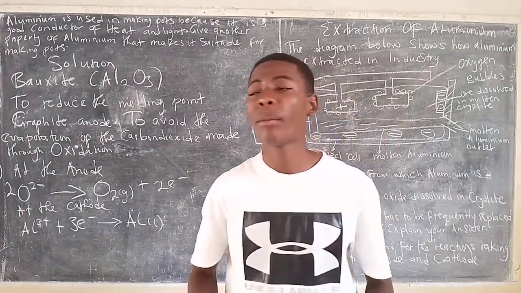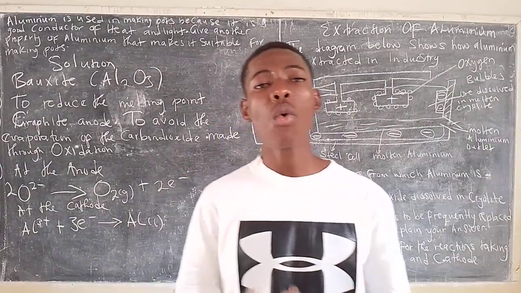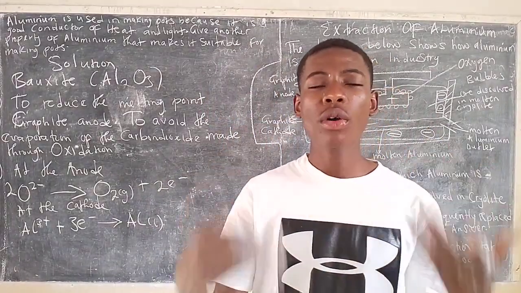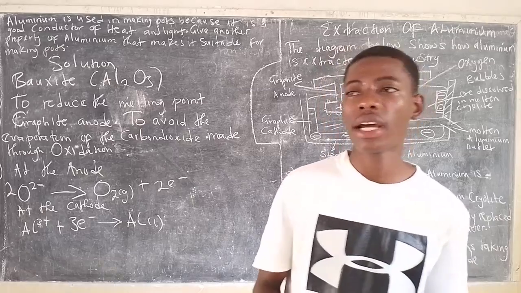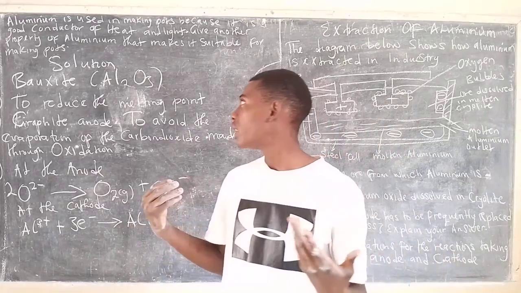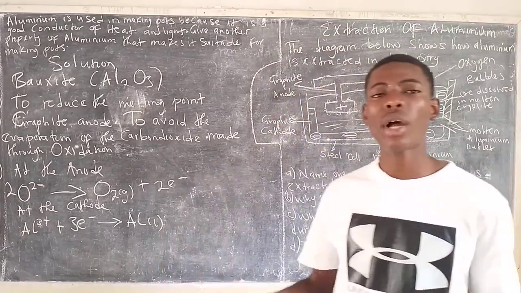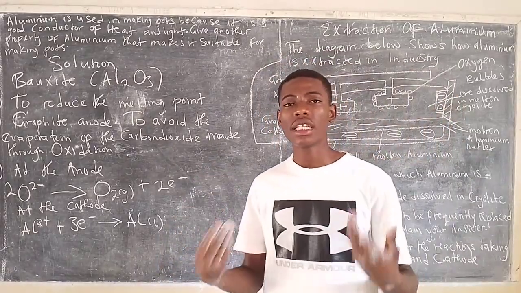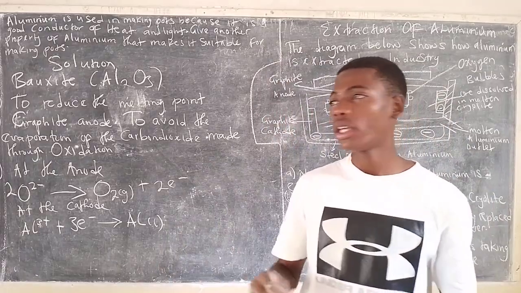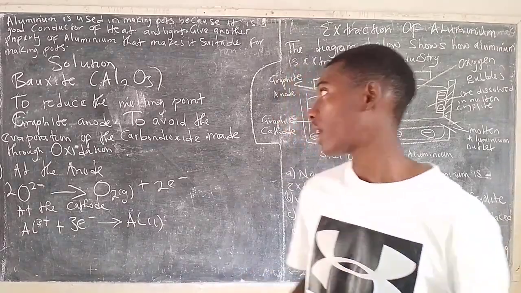The reason is simple. Immediately aluminium is extracted, it is coated with an oxide layer which prevents further reaction. So if you ask a different question, why is aluminium considered to be unreactive? It is because once it is extracted, it is easily coated with an oxide layer, which prevents further reaction.